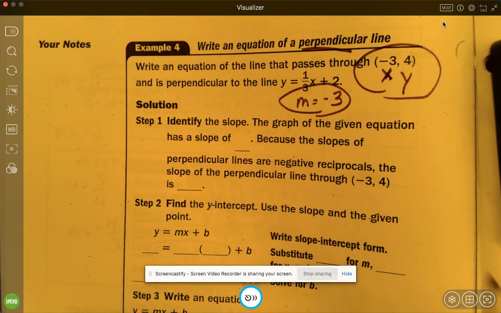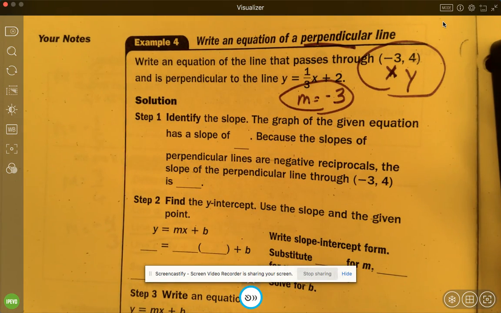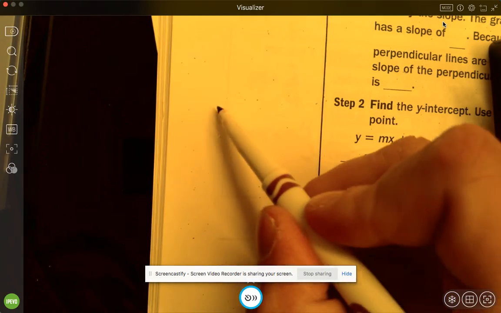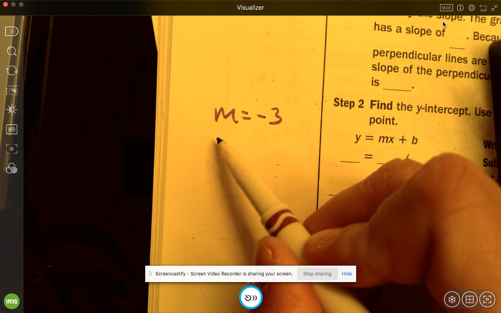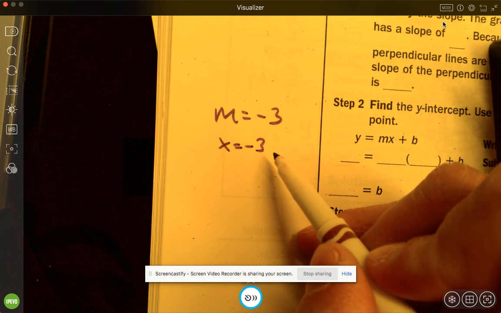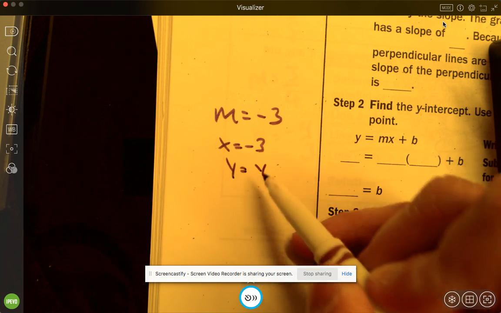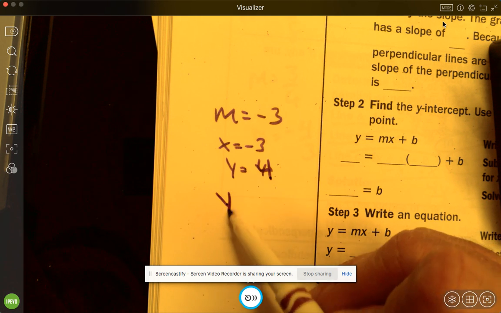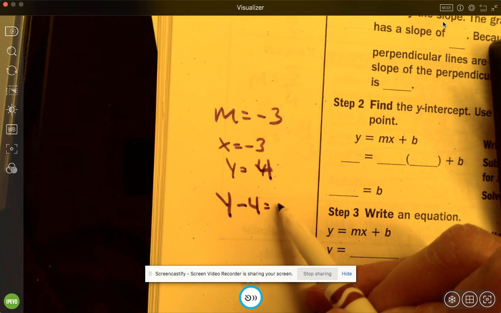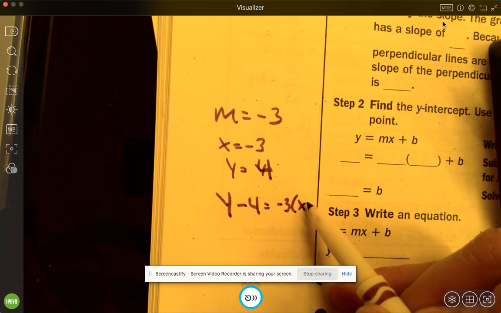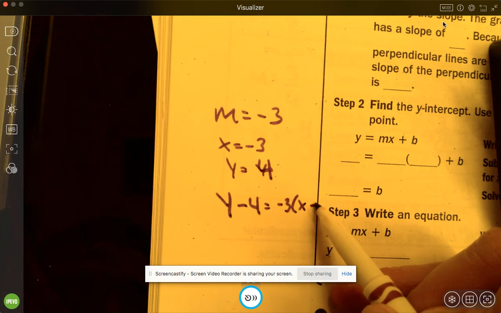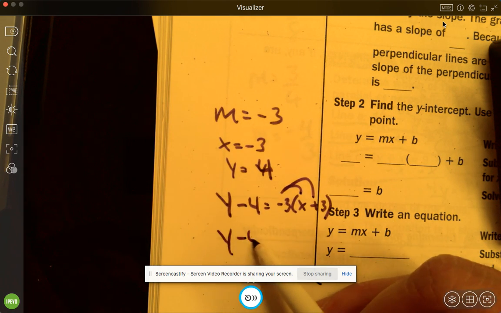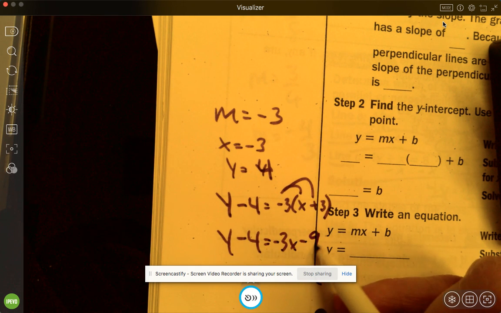Okay, so it looks like they do solving for b. I'll just switch it up and do point slope here. So again, I have m equals -3, x is -3, and y is 4. So now I'll go: y minus 4 equals -3 times x plus 3. Now I'll distribute. y minus 4 equals -3x minus 9.